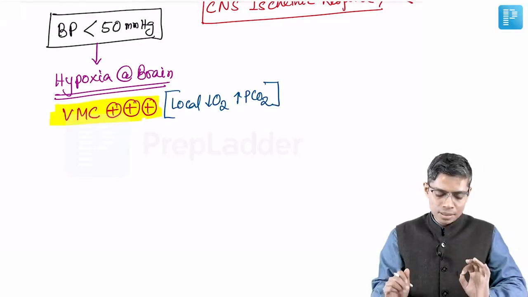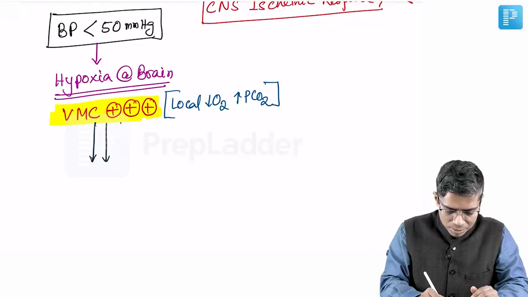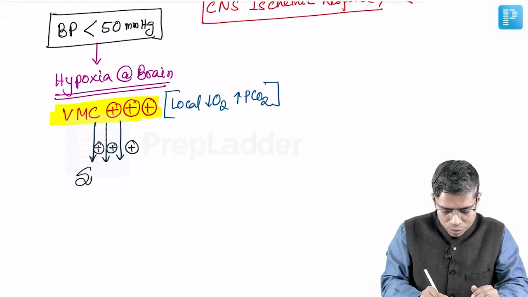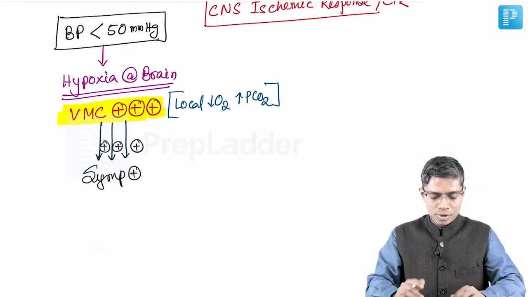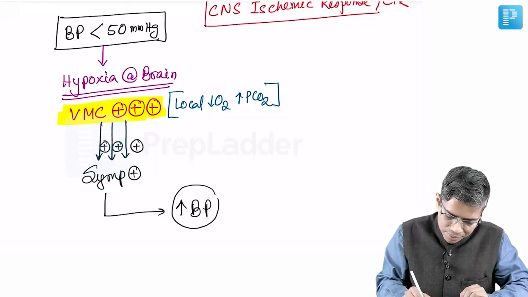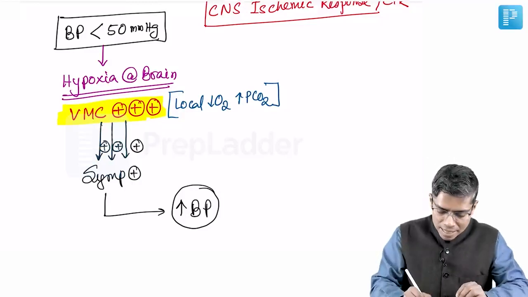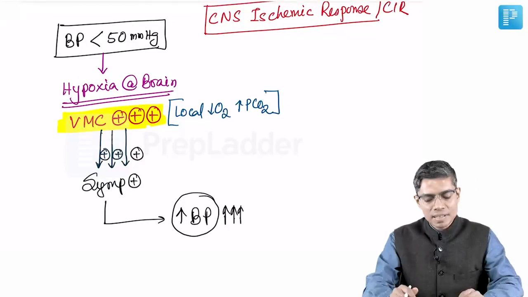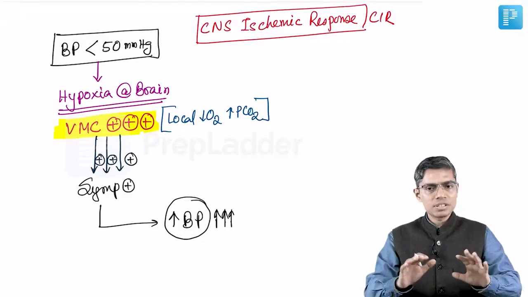Whenever your RVLM is strongly activated, it is going to cause a strong activation of the sympathetic system. Sympathetic activation means what will happen? It will try to increase your blood pressure to a very high level. And that's why I told you that this is the second most potent mechanism for controlling your blood pressure. And what is that? That is nothing but your CNS ischemic response. Getting my point? So this is very simple.